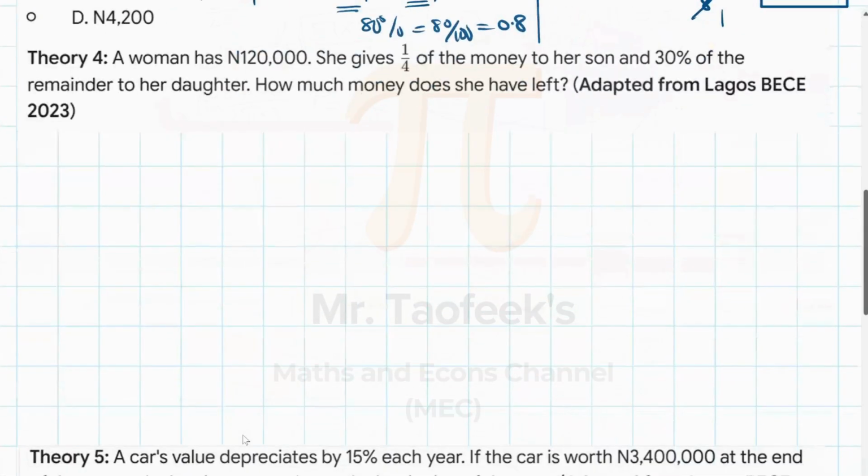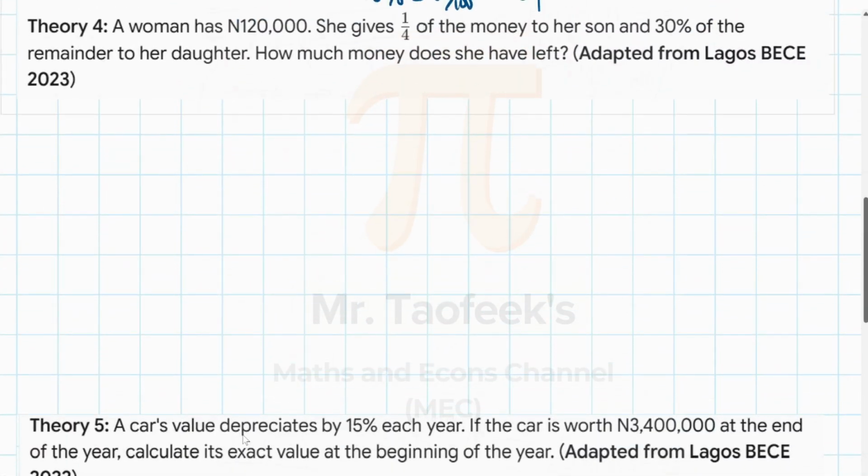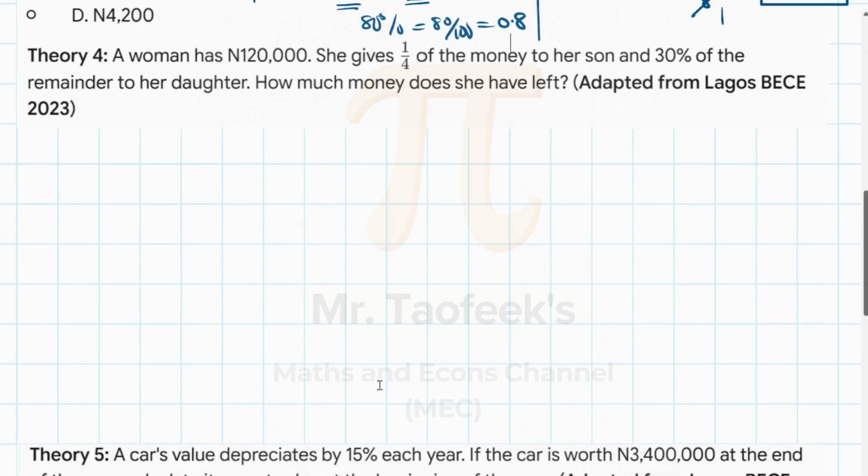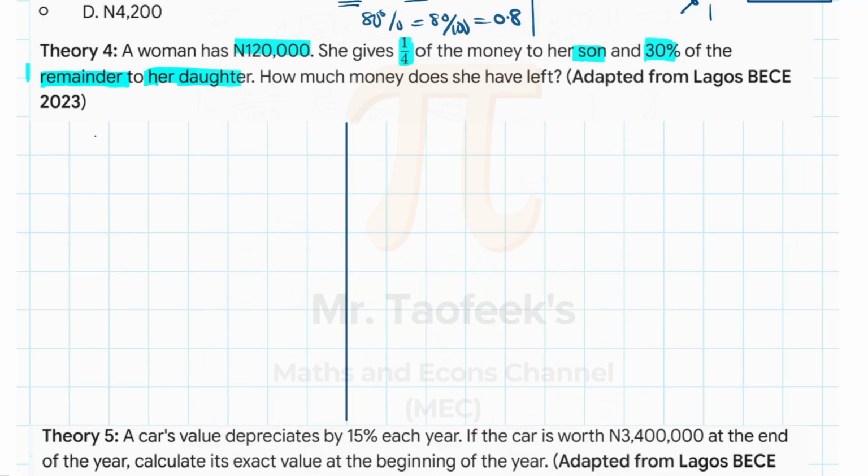Now we're done with the multiple choice questions. Now let's go straight onto the theory questions. Theory question number 1 says a woman has 120,000 naira. She gives 1/4 of that to her son, and then 30% of the remainder to her daughter. So how much does she have left? This is a very simple question, and there are two ways to do this, but I'm just going to show you one way to keep things simple.